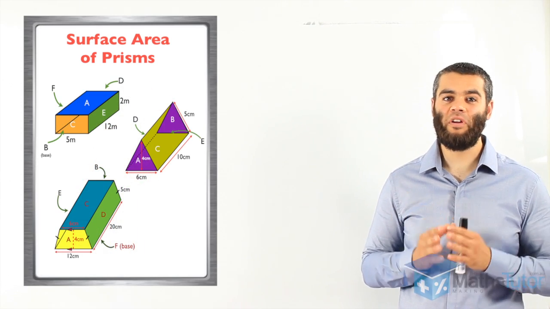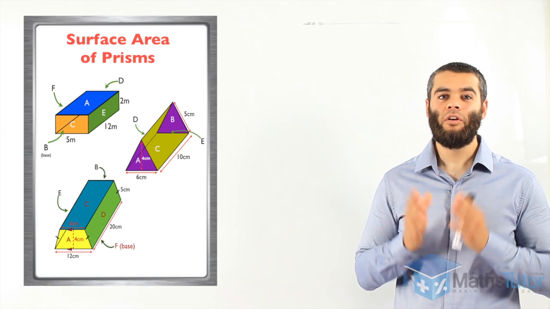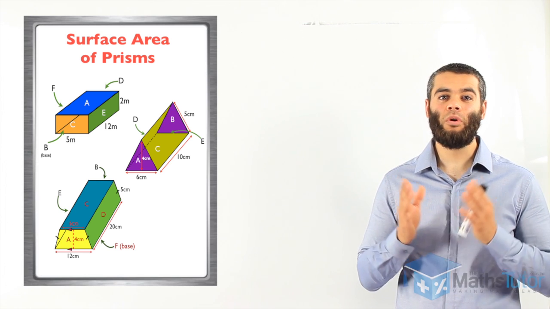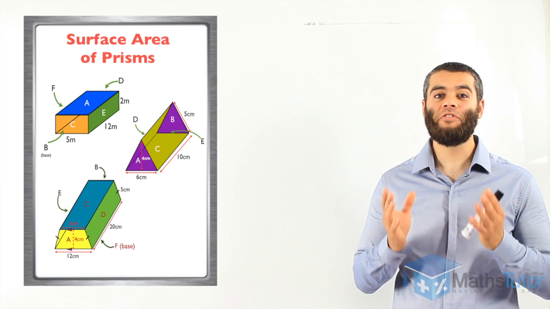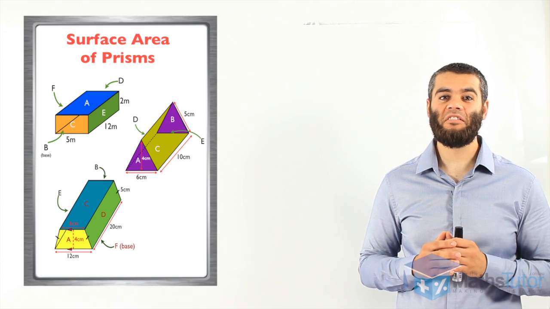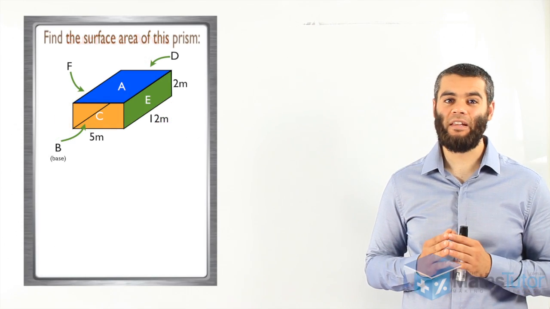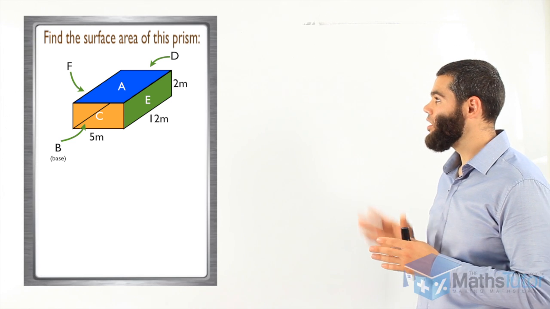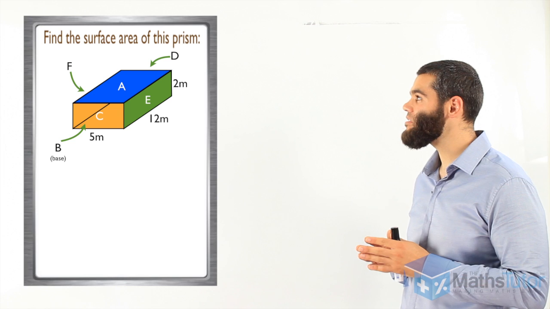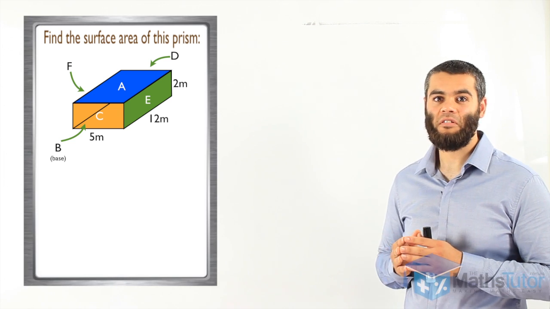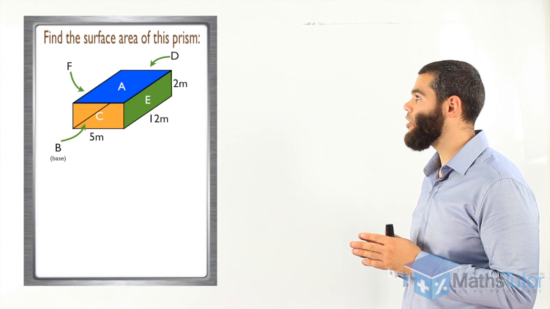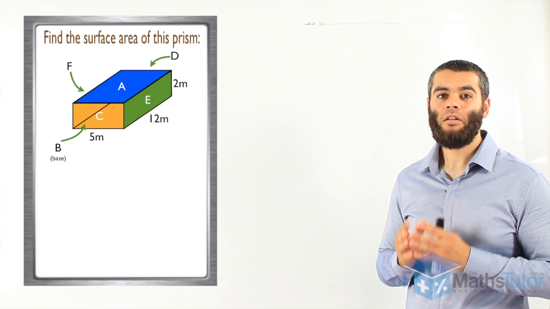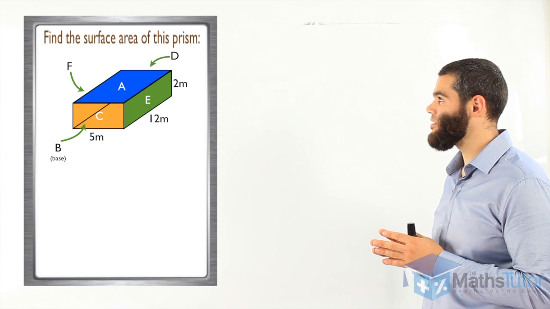Surface area of prisms. We're going to be looking at rectangular prisms, triangular prisms, and also we're going to work out the surface area of trapezoidal prisms. Now let's start with the rectangular prism. Here we have a rectangular prism and we can see the measurements. It has length of 12 meters, height of 2 meters, and breadth or width of 5 meters.